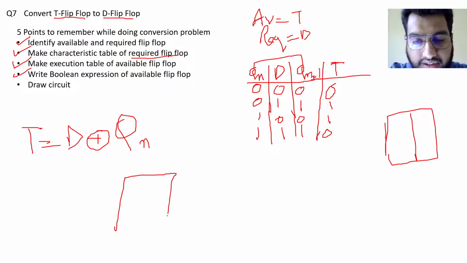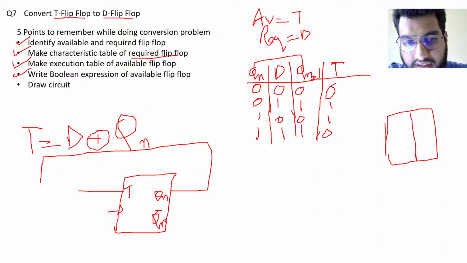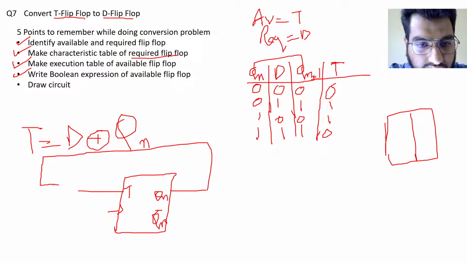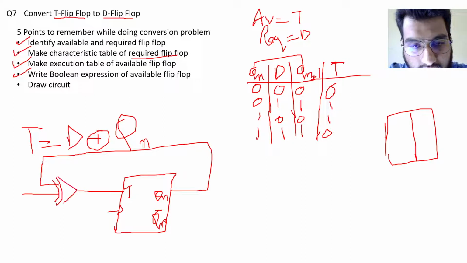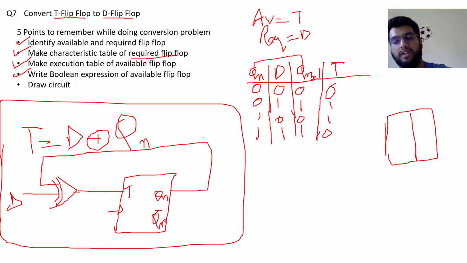Now we need to do the final circuit. The available flip flop was T. This is my clock here. So T is equal to D XOR Qn. This is my Qn, and this is Qn complement. We take the input. So T is D XOR Qn. So this is Qn, and now we need to XOR it with the input D. So this arrangement converts a T flip flop into a D flip flop.